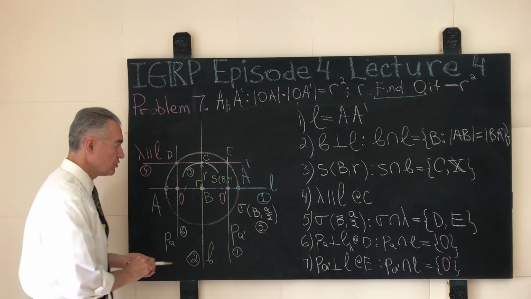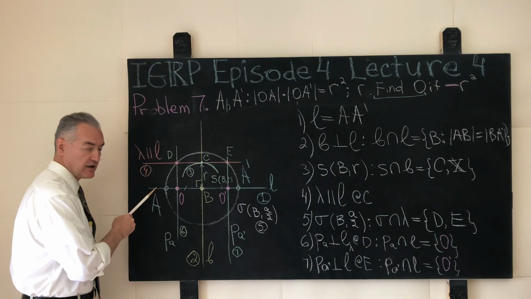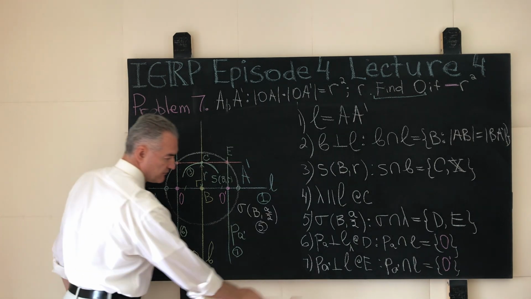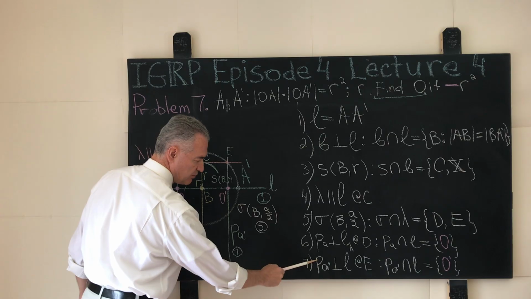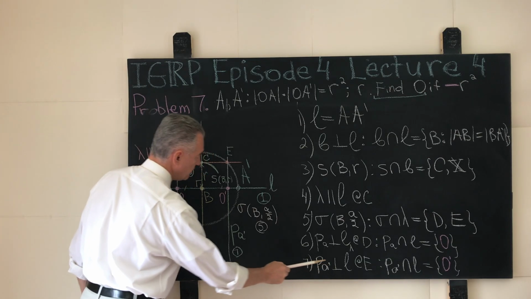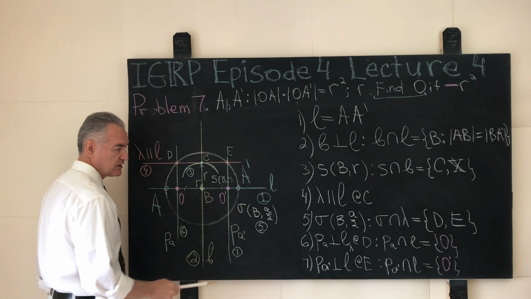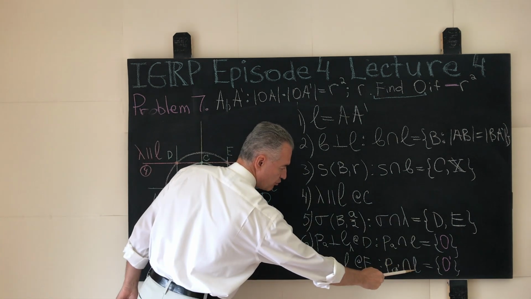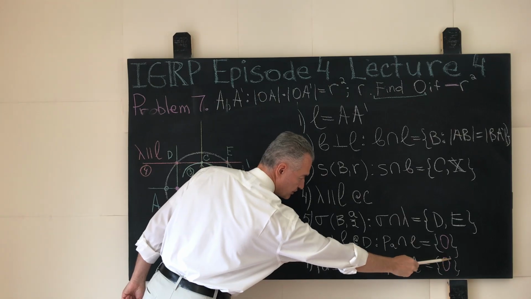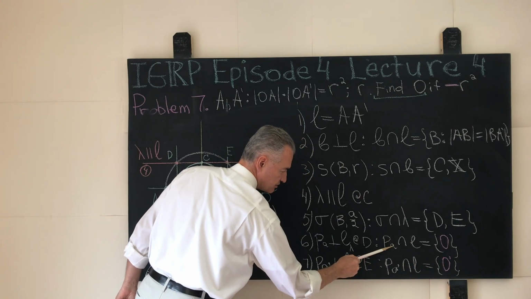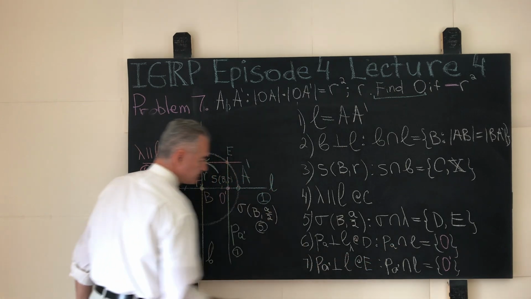It doesn't really matter because lambda and L are parallel. But for the final step, we construct the straight line P sub A prime, let's say perpendicular to lambda through E, and that straight line will intersect the line L at the sought after point A prime, and the straight line P sub A will intersect the straight line L.